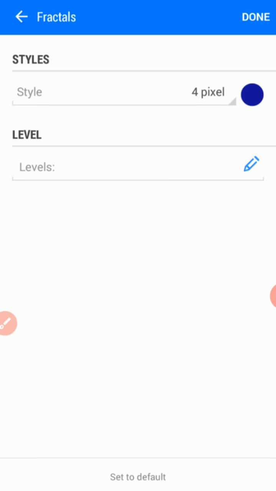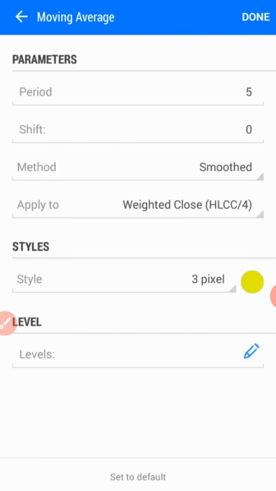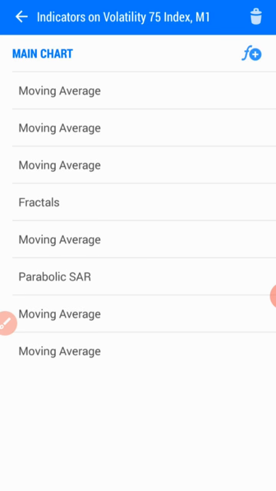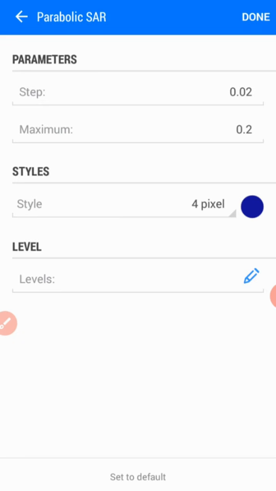Okay, that's fractals. By the way, the other moving average, period 5, shift 0, method smooth, apply to weighted close, high low close 4, screenshot everything. Then the other one, parabolic SAR, the same thing as fractals. I'm going to tell us how we are going to use it. You can just insert it now.